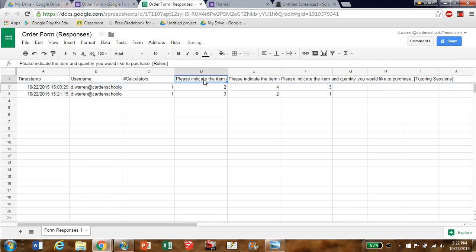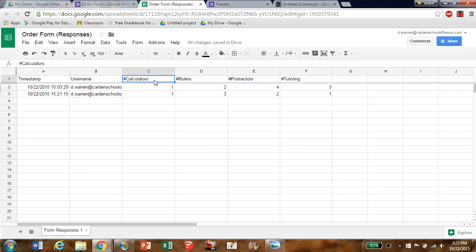This column here, you can see rulers, is going to be number of rulers. This will be number of protractors, and this is going to be the number of tutoring sessions, but I'm just going to say number of tutoring. We want this to be as short but as descriptive as possible. Now we're going to use this spreadsheet to calculate our receipts and our totals and things like that.